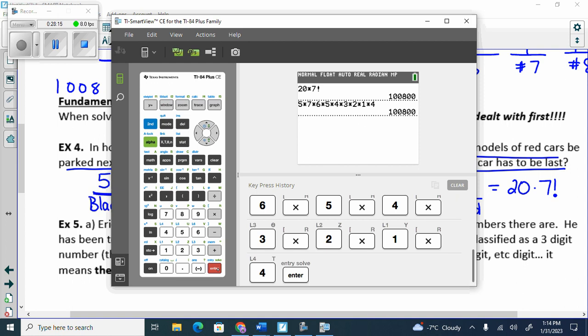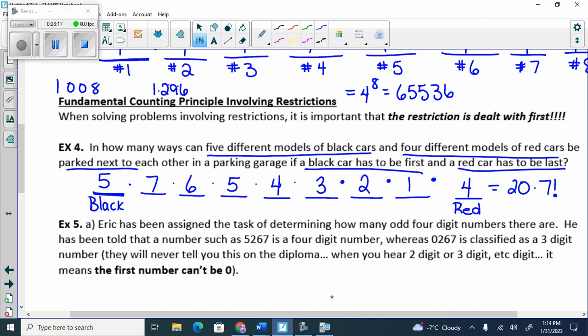That came down from the heavens, right? So we are at a really large tree diagram. That is where we are at if you're tree diagramming it. Like that's not going to happen, right? So parking these 9 cars with a black car in the front and a red car at the back is 100,800. Okay.